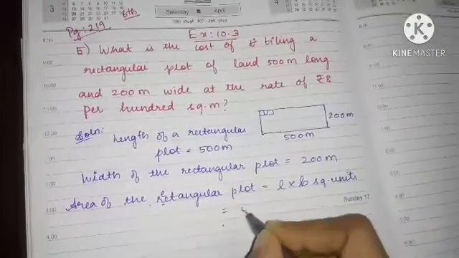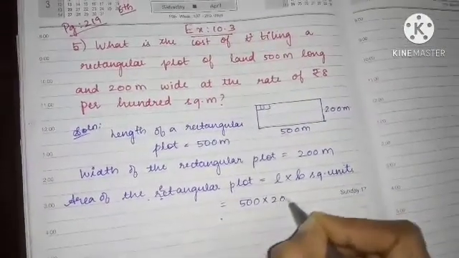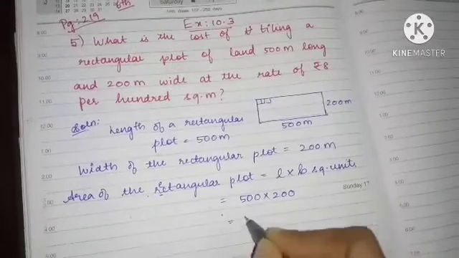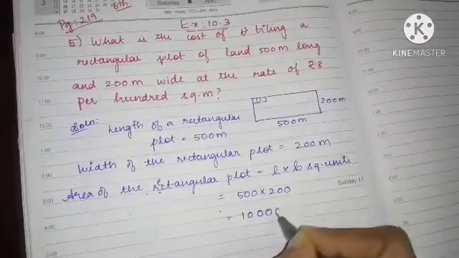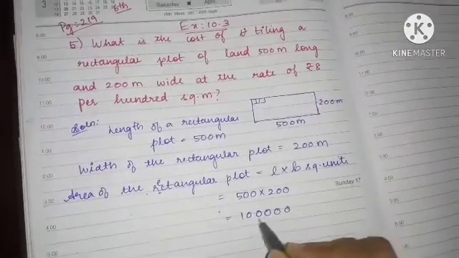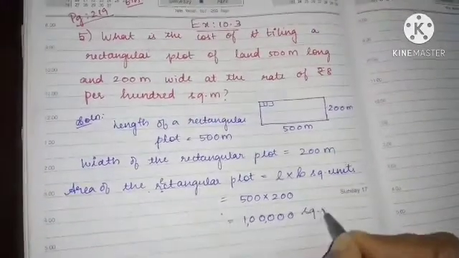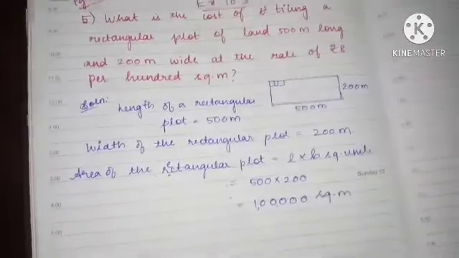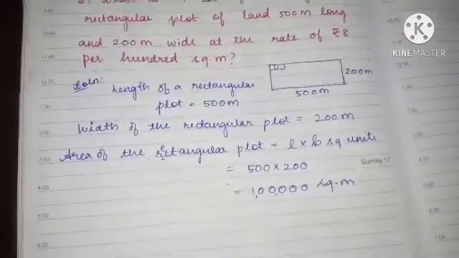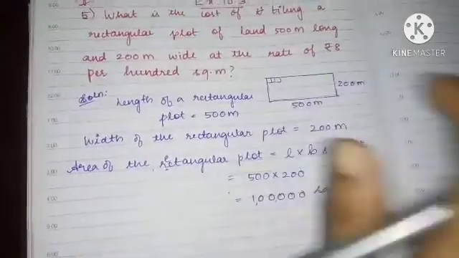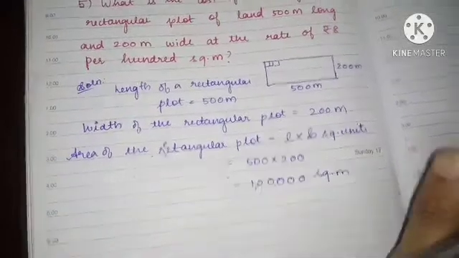What is the length here? 500 into 200. So 5 2s are 10, and then 0, 0, 0, 0. So how much square meter is there? 1 lakh square meter is there. That is the total area of this rectangular plot.